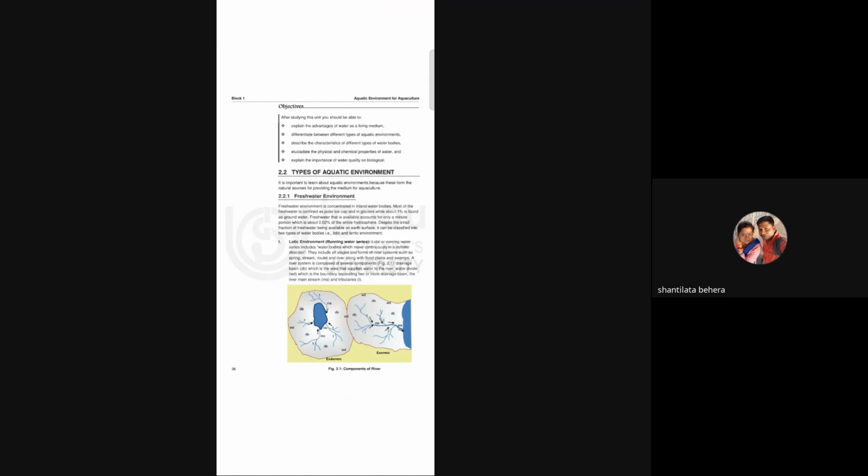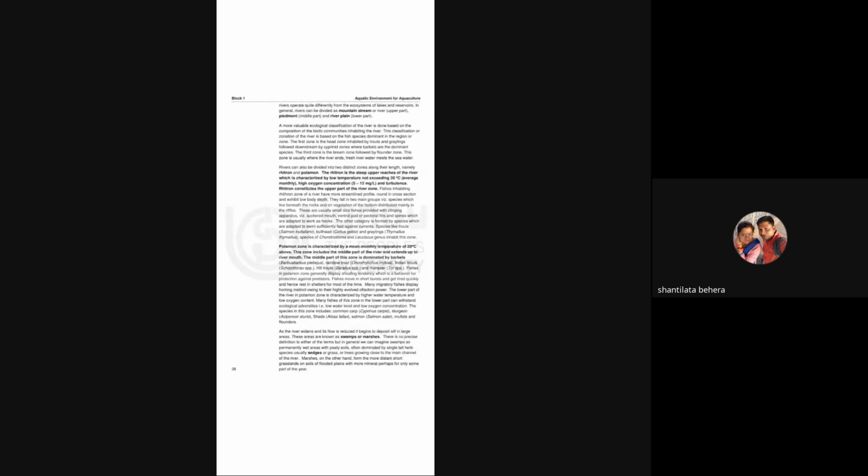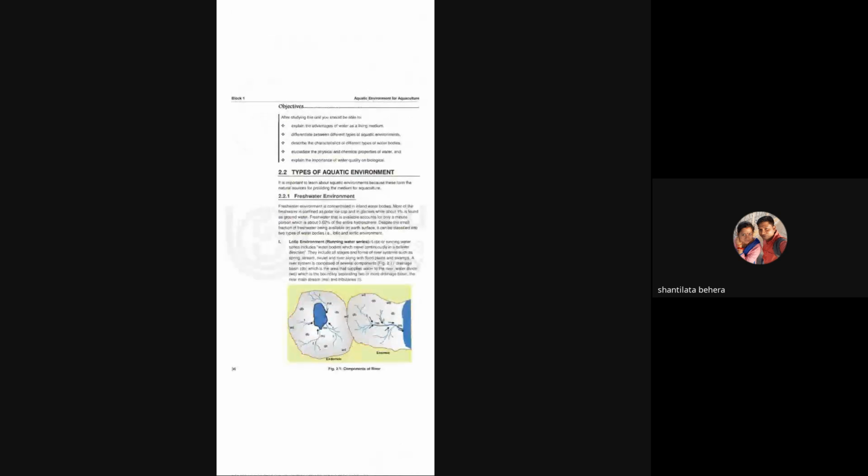Okay, so the freshwater environment has two types of environment: the lotic environment and the lentic environment. Lotic environment: if our water body is flowing, like a river, where the water is always flowing, this running water is called the lotic environment. The lotic environment, or running water series, includes water bodies which move continuously. Water that continuously moves in one particular direction is called the lotic environment.